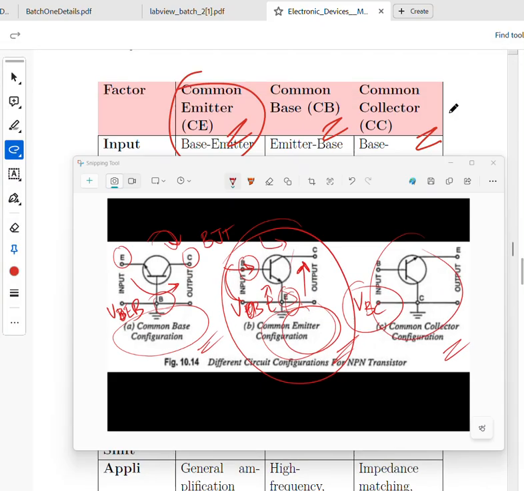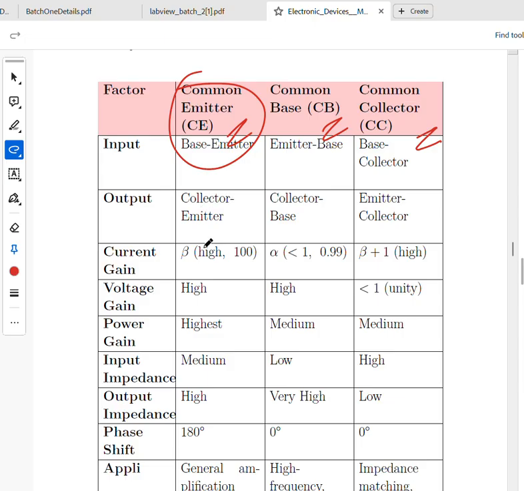This one we will discuss in a second, but you'll notice that in common emitter the current gain is very high. But in common base, which is the opposite of it, current gain is very low. It's pretty limited. There's not much current gain, and the current transfer is also less than one.